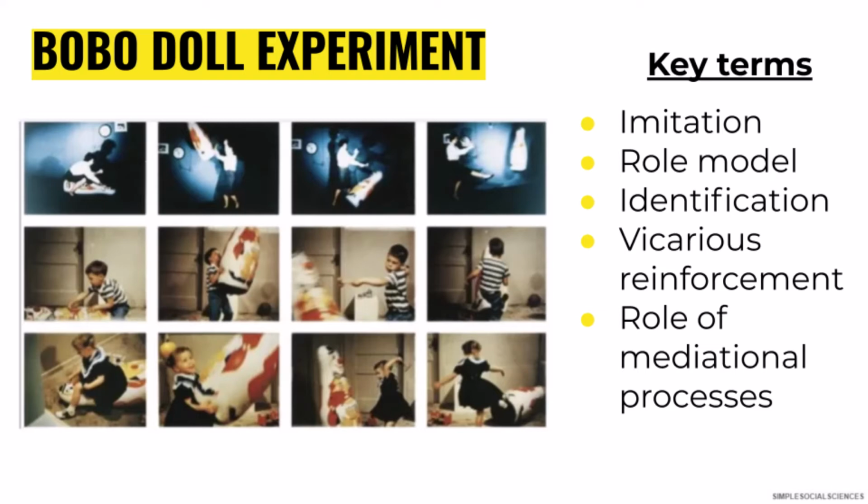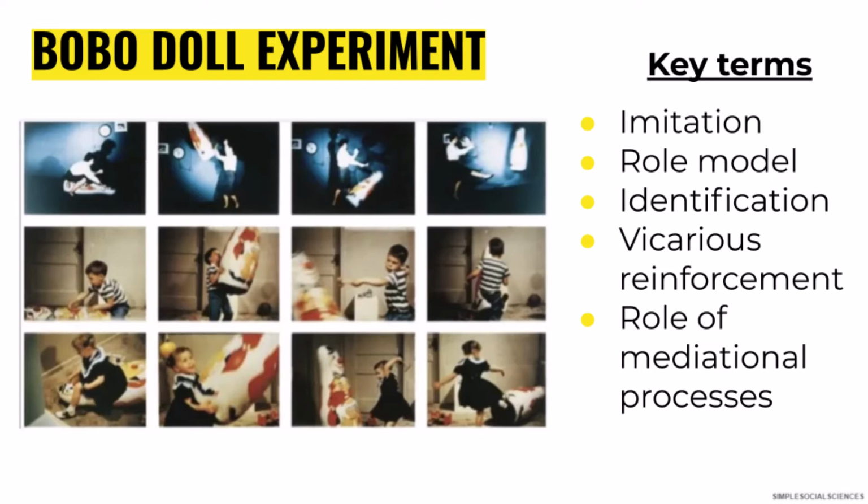24 children watched a male or female model behave aggressively towards a doll known as the Bobo doll. The adults attacked the doll, some of them used a hammer, and some of them shouted words like pow, boom, as they beat the doll. Each child was then separately taken into a room with lots of toys, including the Bobo doll, and they were observed through a one-way mirror.